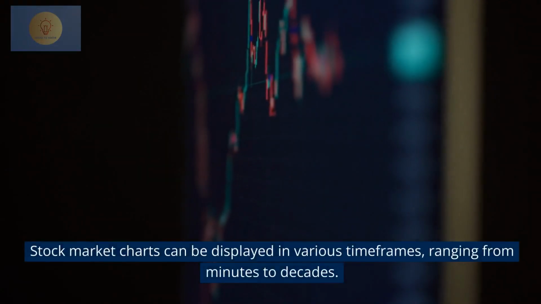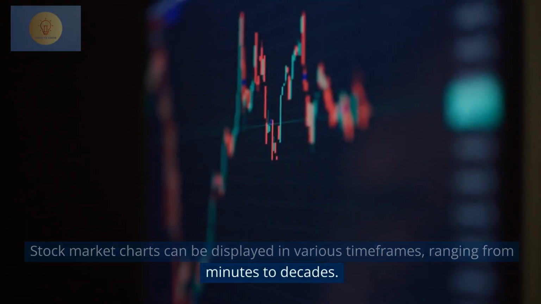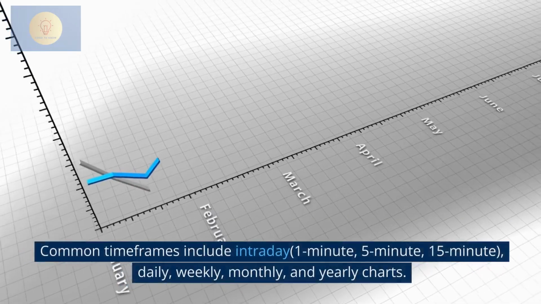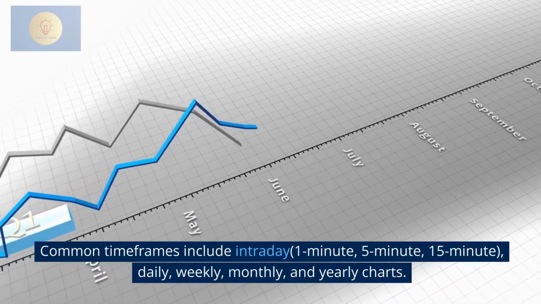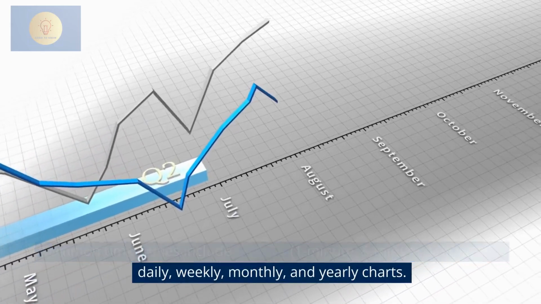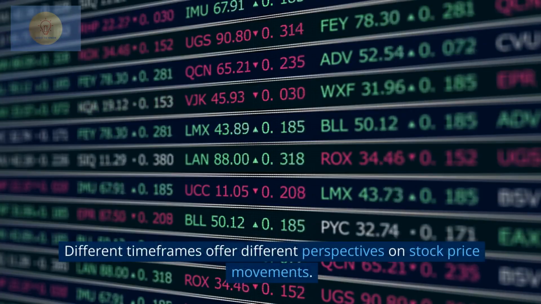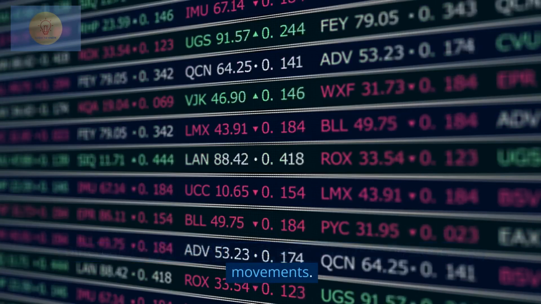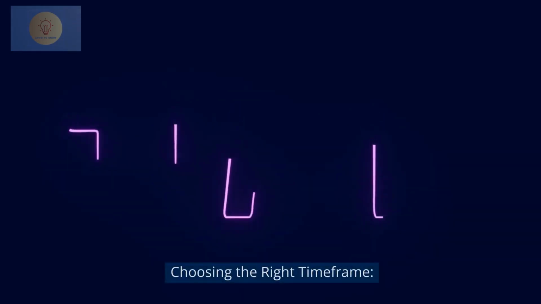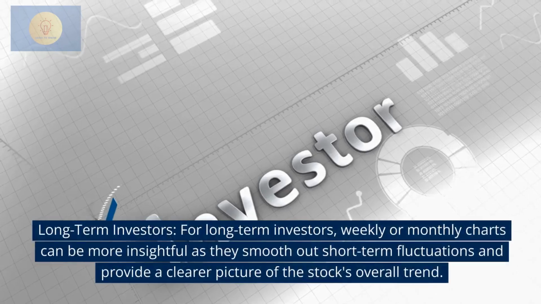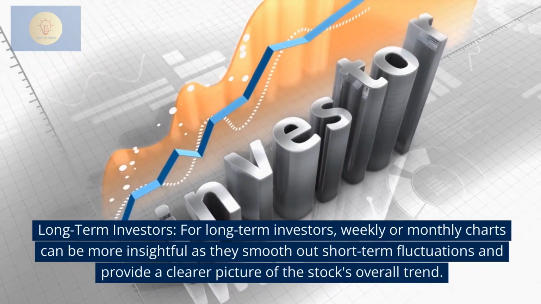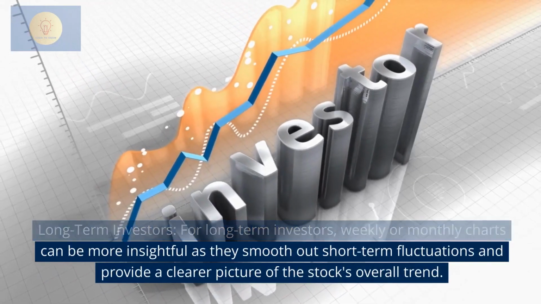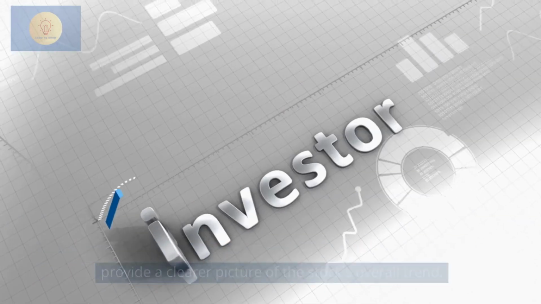4. Time frames. Stock market charts can be displayed in various time frames, ranging from minutes to decades. Common time frames include intraday, 1 minute, 5 minute, 15 minute, daily, weekly, monthly, and yearly charts. Different time frames offer different perspectives on stock price movements. Choosing the right time frame. Long-term investors. For long-term investors, weekly or monthly charts can be more insightful as they smooth out short-term fluctuations and provide a clearer picture of the stock's overall trend.